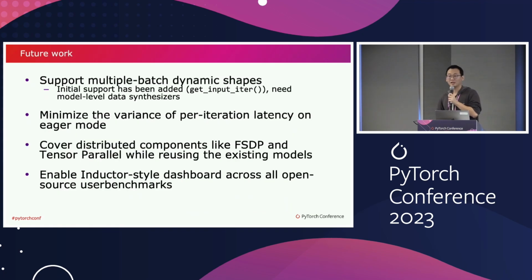In terms of future work, we already added initial support for multiple batch dynamic shapes. For example, if you implement an interface called get input iterator, it will return a generator that always returns a new batch of inputs. But this is on a per model basis, so you need to implement the iterator for each model. And we also want to minimize the variance or the noise of the latency in eager mode, so that at least for eager mode, we get very stable latencies, and so that it can be compared with other settings.